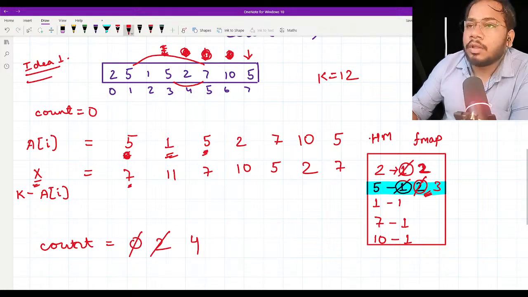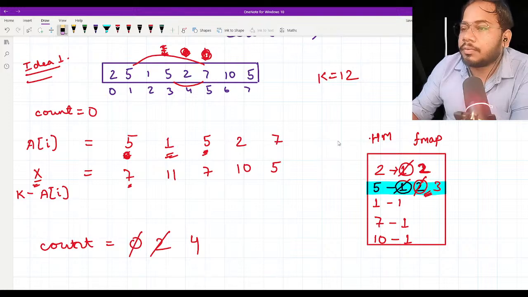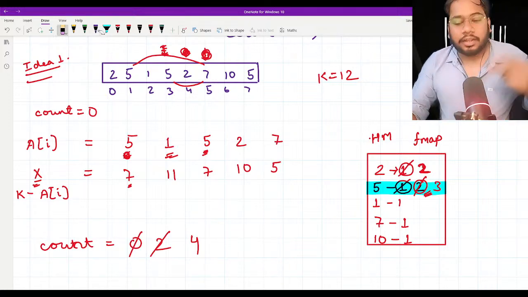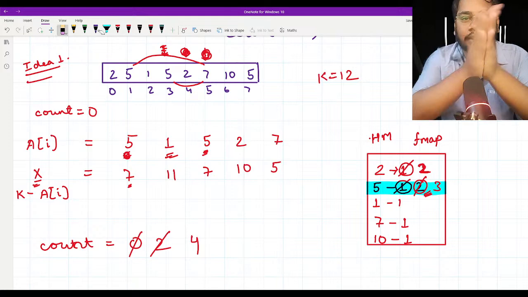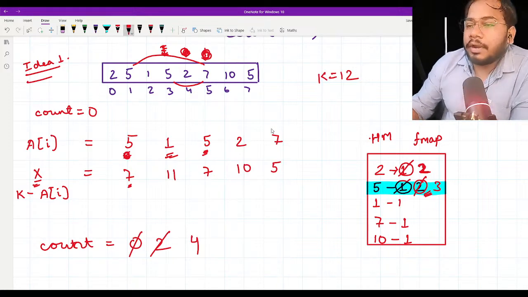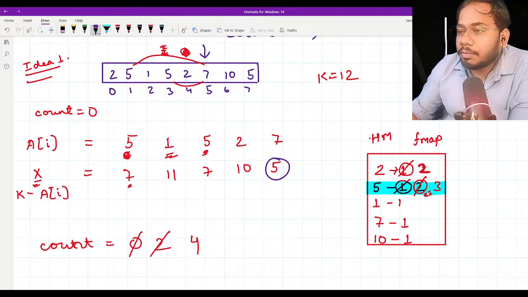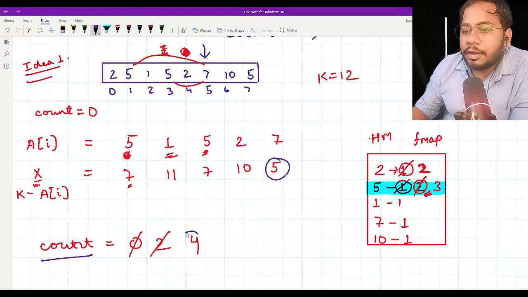Mistake. Let's trace back 2 places, okay? Please pay attention, guys. Come here. What happened when we came to 7? We were checking for 5 in the hash map. It was present twice, so the count got incremented by 2 and it became 4.